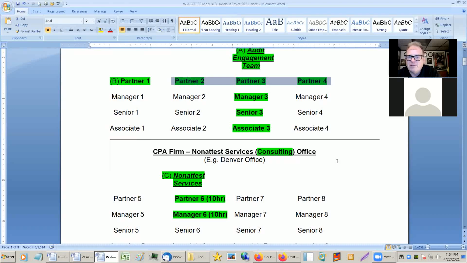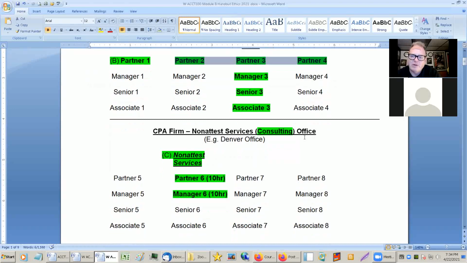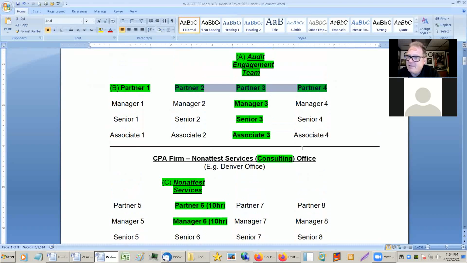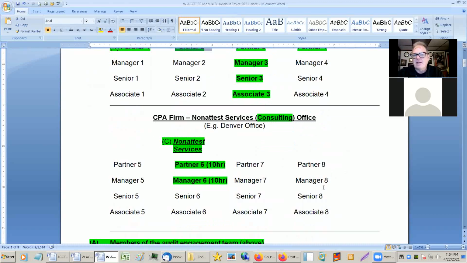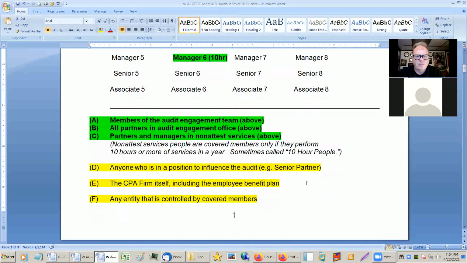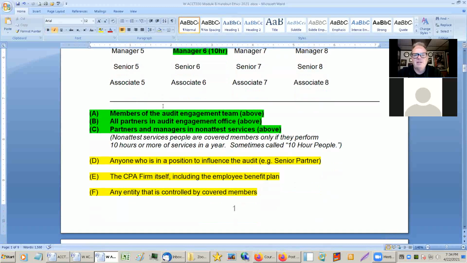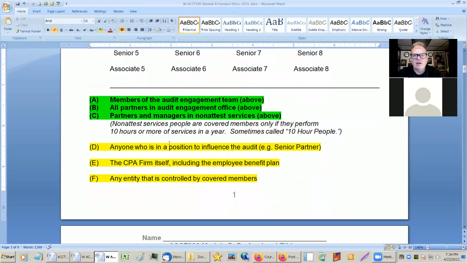So any business that is more than 50% owned by covered members is a covered member. If it's less than that, it's not. So if you just had one partner that has a 20% interest in something, whatever he or she has a 20% interest in is not a covered member. Okay, so these are the main ones, and these are the ones we're going to talk about most here, and the ones you get tested on a little bit more.